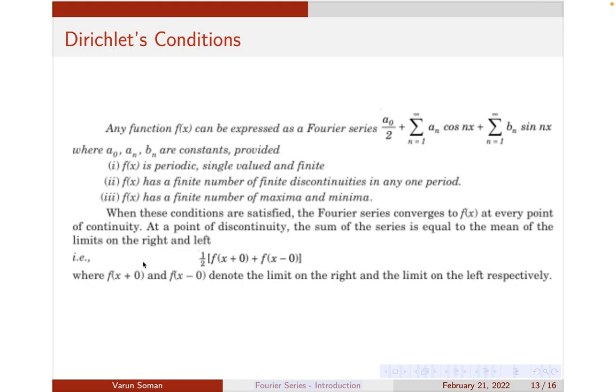Usually they ask this question for 3 marks. They will ask you to just state the Dirichlet's conditions for a Fourier series representation. It's very simple. One is the function should be periodic, single valued, and finite. It should be periodic and also finite.